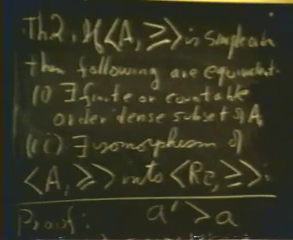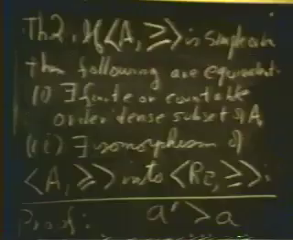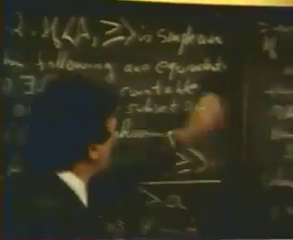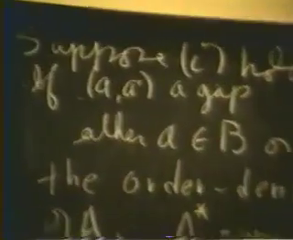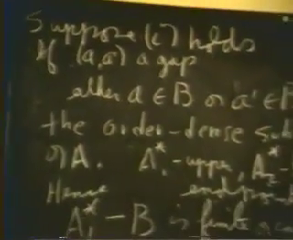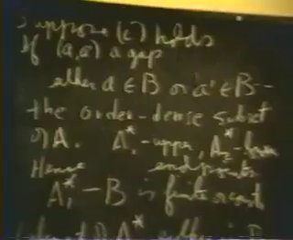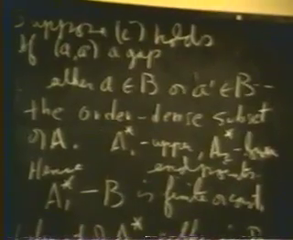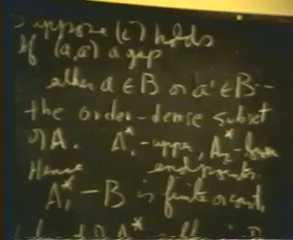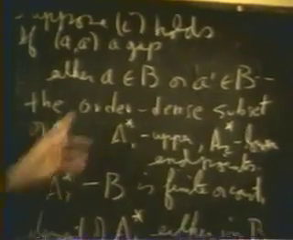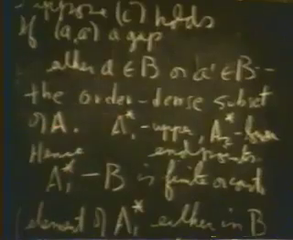And consider a gap, a a prime. Well, by the definition of being order dense, either a has to be in B, that is the order-dense subset of A, or a prime has to be in B, because there's nothing in between the two, so that, considering any two elements, one of them would have to be in B.